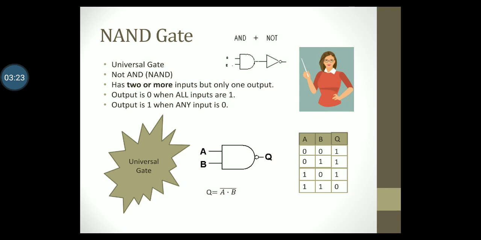The logic equation for the NAND gate in terms of inputs and outputs is given as (A dot B) the whole bar. Notice that the bar covers both A and B. It can also be written as (A dot B) the whole dash.